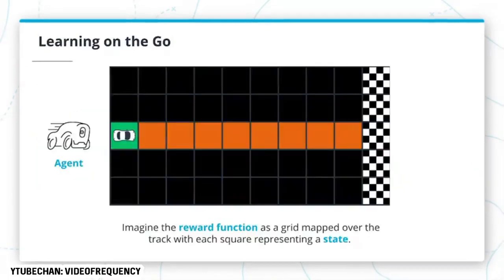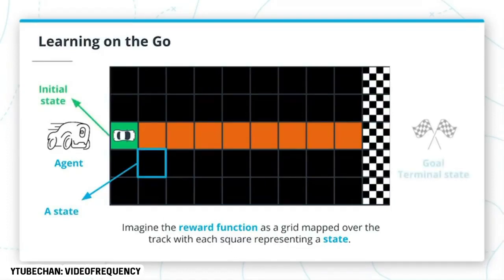Now, let's put these ideas into action. In AWS DeepRacer's training environment, you can imagine the reward function as a grid mapped over the racetrack. Each square is a state. The green square is the starting position, or initial state. And the finish line is the goal, or terminal state.